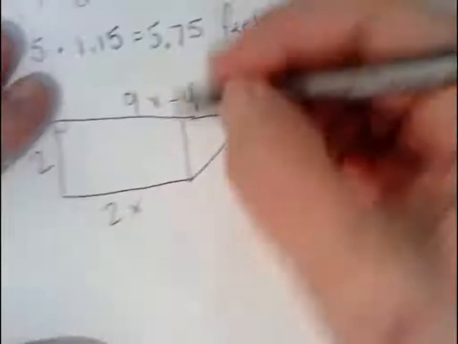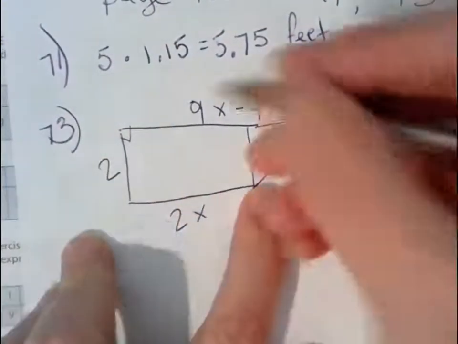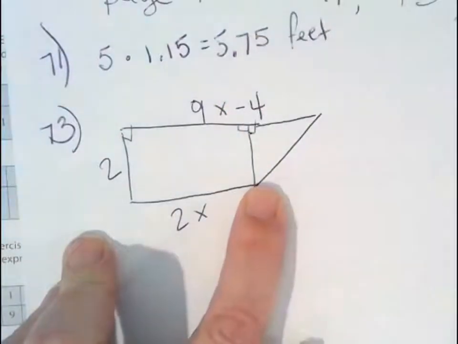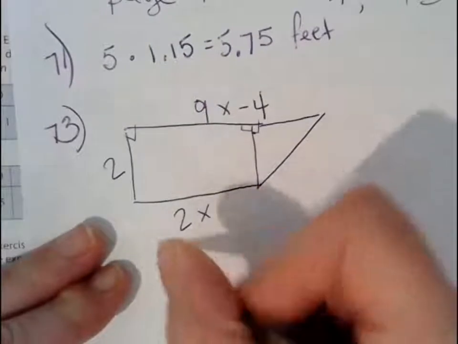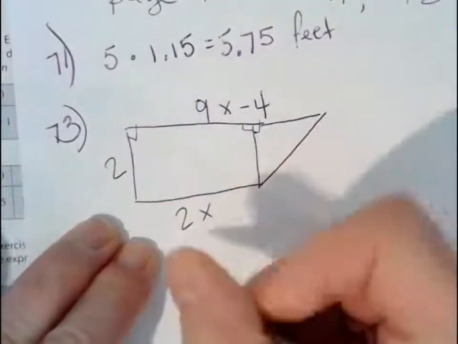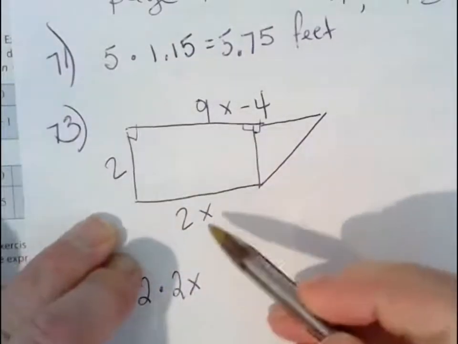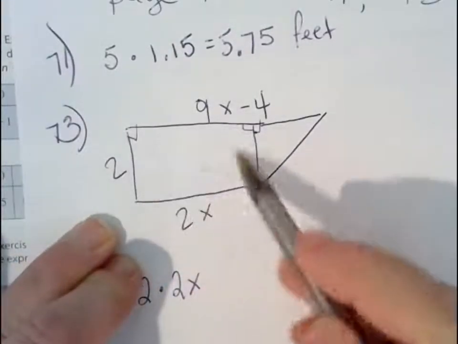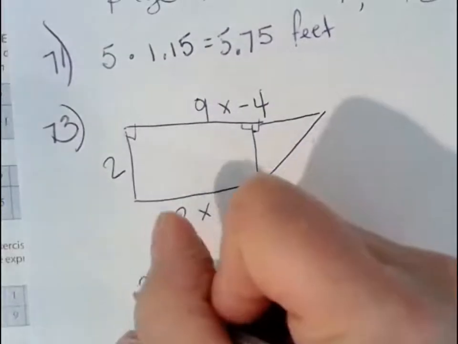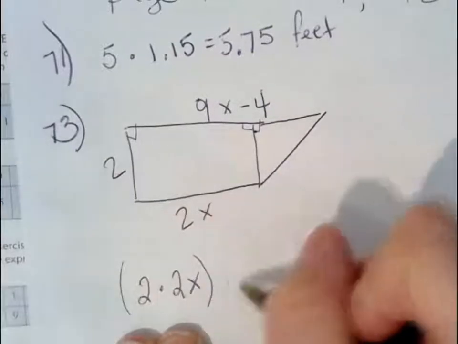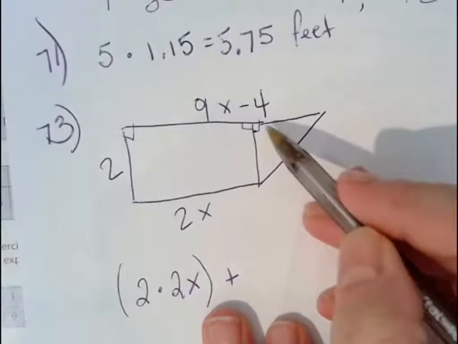Okay, so I've split the trapezoid into a rectangle and a triangle. This is 90-degree angles as well. So we know that the area of a rectangle is length times the width, so 2 times 2x is going to be the area of this. And then we have to add that. We're adding that to the area of this triangle.